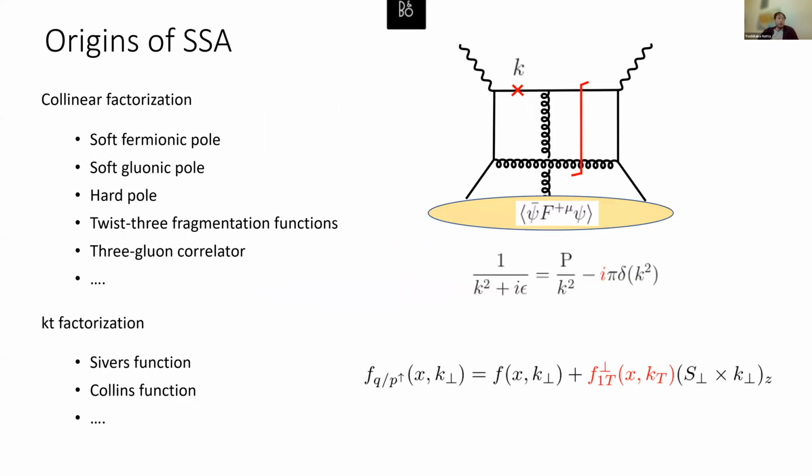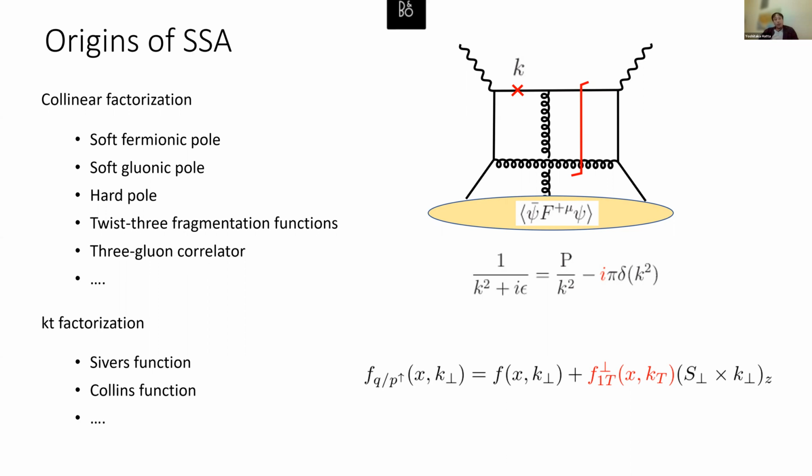And so we actually know different origins of single spin asymmetry. The simplest way to get this extra factor of i is to pick up the pole of the propagator. If you have a quark propagator with momentum k, then there is an i epsilon term in the denominator. So basically you pick up this delta function piece, and that gives an extra factor of i to make the cross section real. What you get from this diagram is an asymmetry proportional to this quark-gluon-quark correlation function. So this is a twist-three effect.